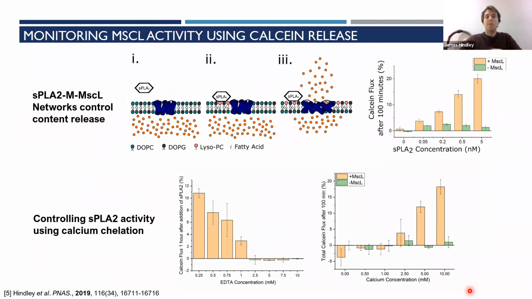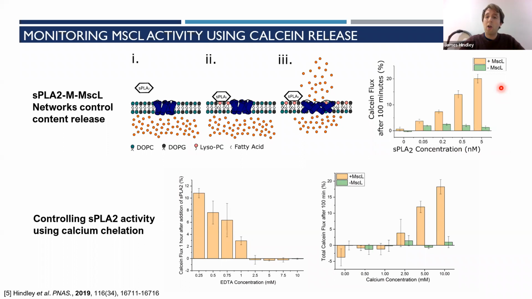And so we wanted to take a step-by-step approach. First of all, confirming that this phospholipase, membrane and MSCL protein interaction could actually control content release. We showed on the right here that we see phospholipase-dependent release of a calcein dye.